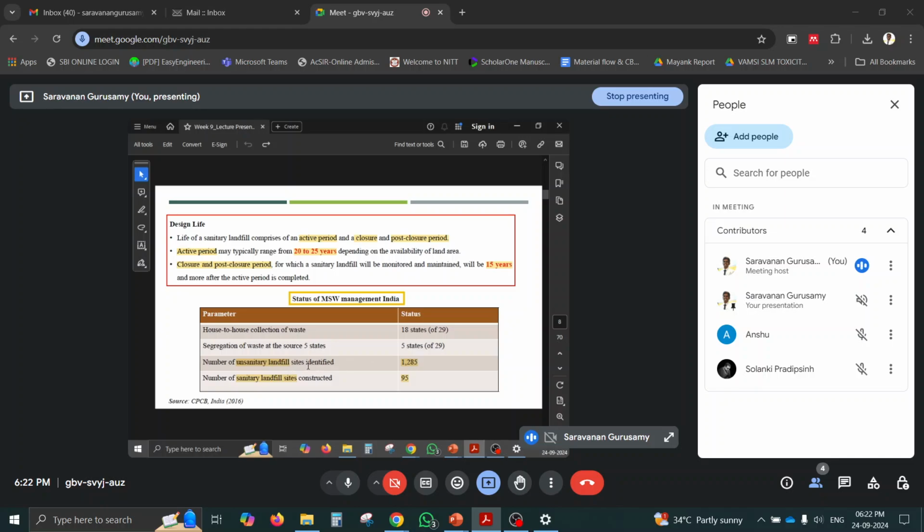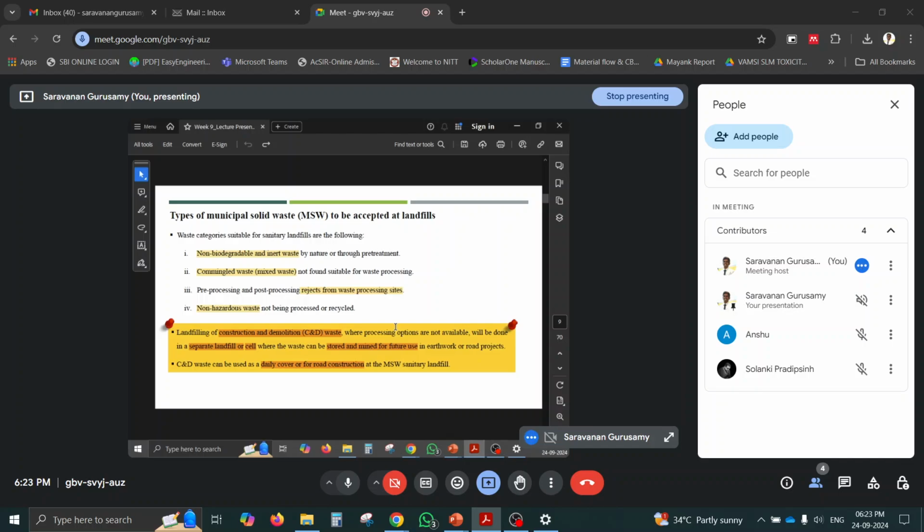The number of unsanitary landfills in India is around 1285. We have 1380 landfills in total in India. Around 95 are sanitary landfills and the other 1285 are unsanitary landfills, that is called dump sites. Okay, so you have to think about the huge environmental threat and human health threat due to this many unsanitary landfills. This is from the CPCB report 2016.